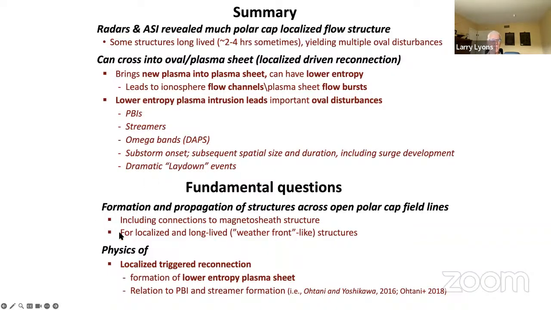And particularly this is just not being considered. You've got these structures in the polar cap, more localized and long-term. They map along field lines, through the lobes into the magnetosheath, right? And so what's going on in the magnetosheath that's giving these flow channels? What is this connection from the magnetosheath to the polar cap, which is giving us both these long-lived and localized structures, which sort of look like weather fronts?